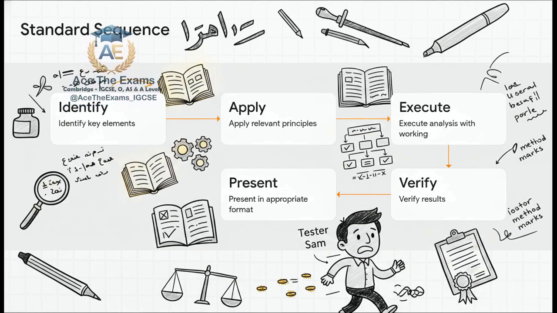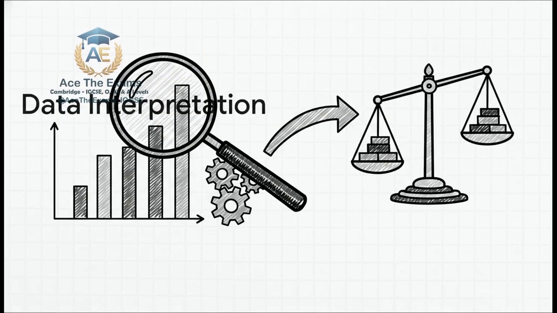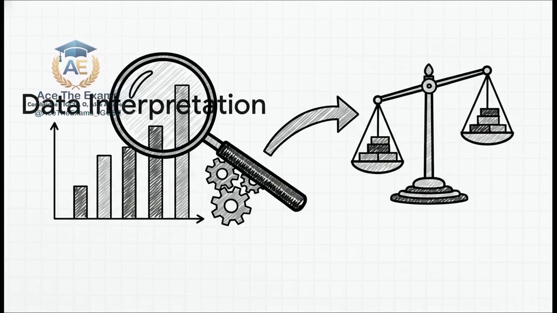If our guy Tester Sam just rushes straight to Step 5 without showing Steps 1 through 4, he is going to hemorrhage method marks. Now, you might be wondering, hold on, this is a language paper. Why on earth are we talking about calculations and data?